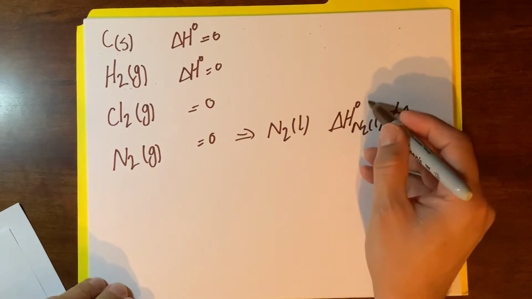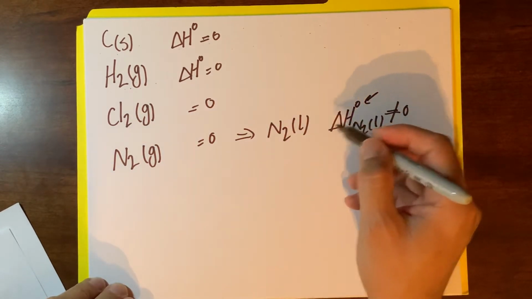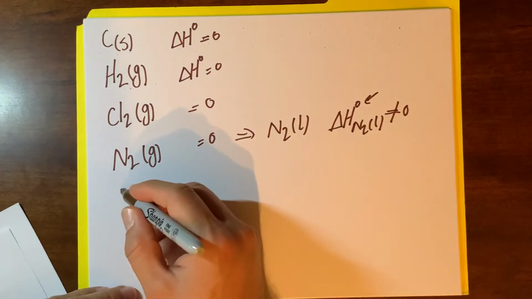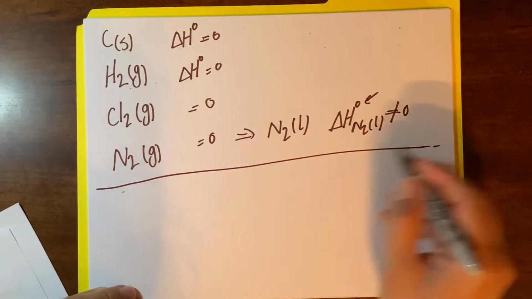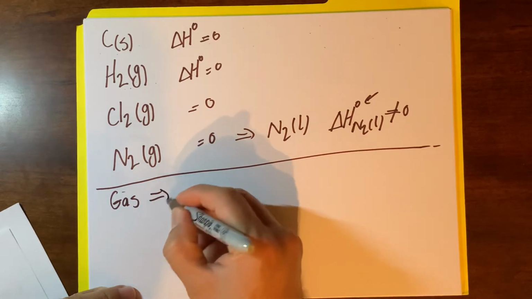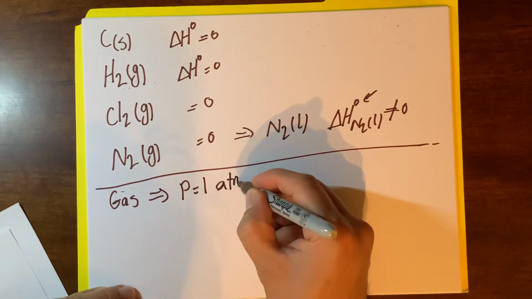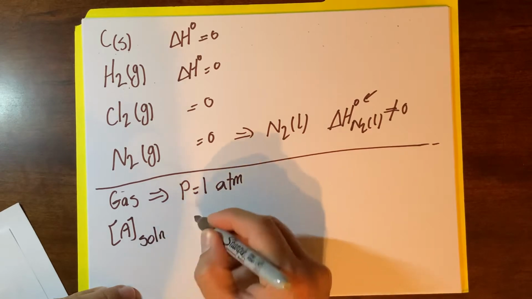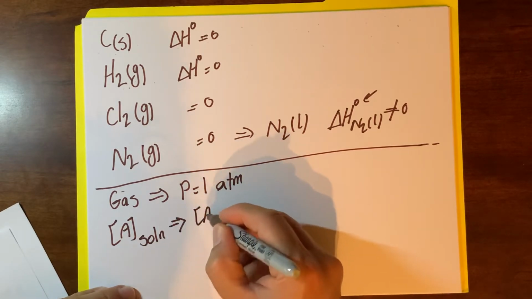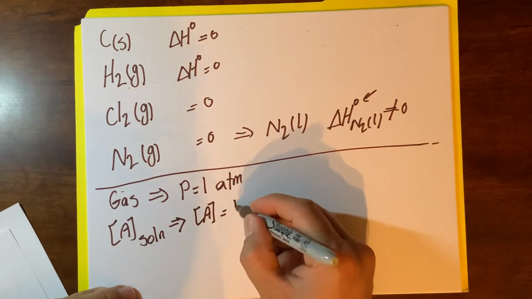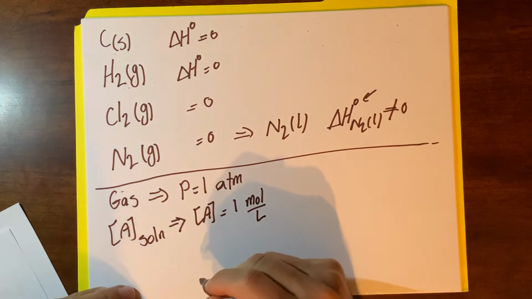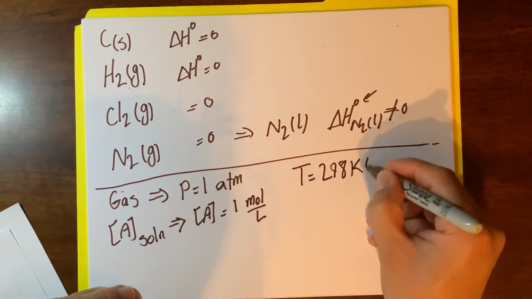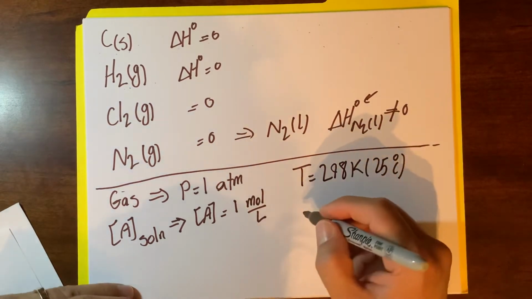I put this degree sign, and I keep saying this is the standard condition. I want to talk about the standard condition. What's the standard condition? If you're talking about a compound that is a gas, pressure must be 1 atmosphere. If you have a compound in solution, the concentration of the compound is going to be 1 mole per liter. And temperature must be 298 Kelvin or 25 degrees Celsius.